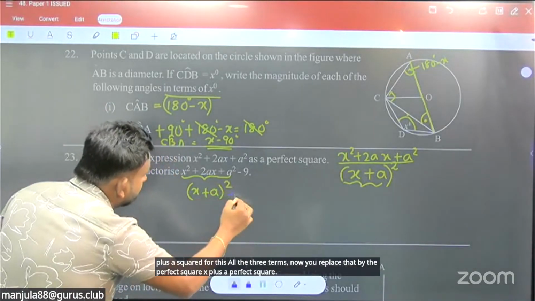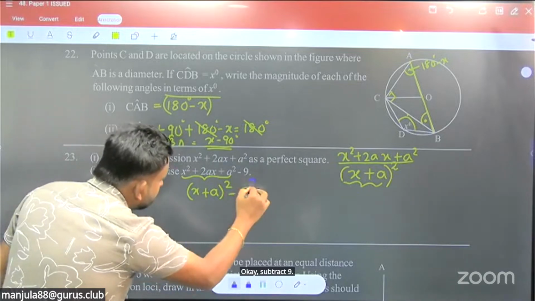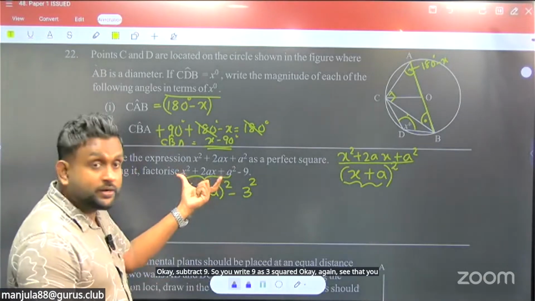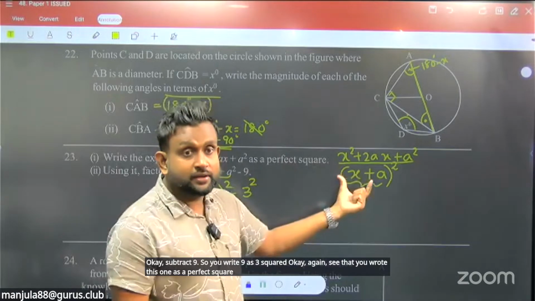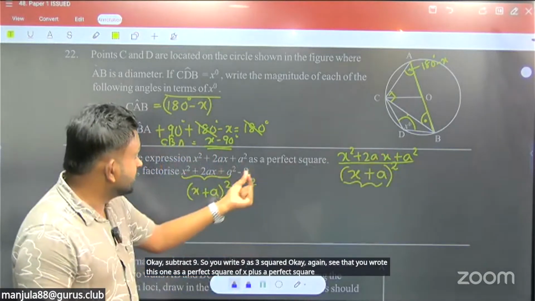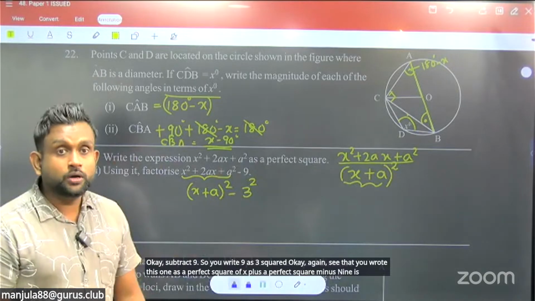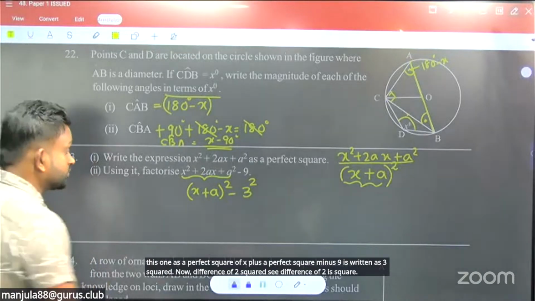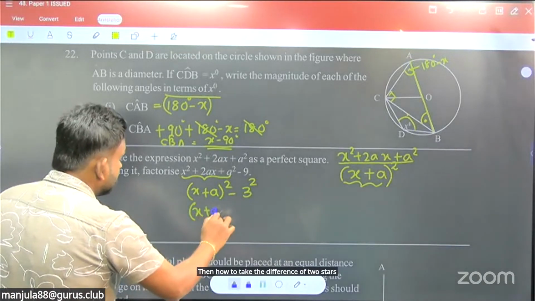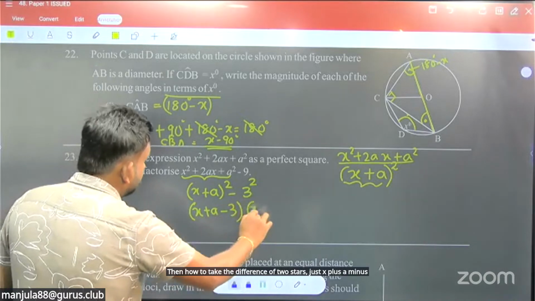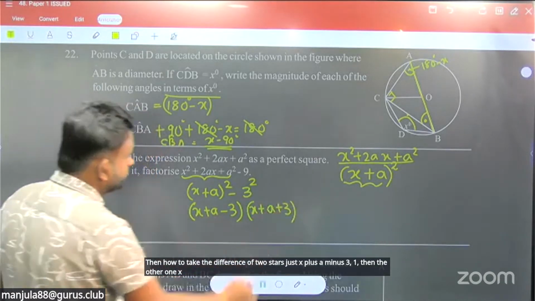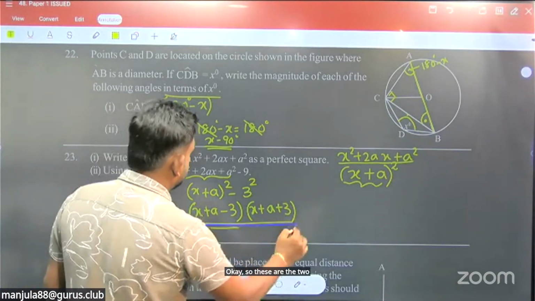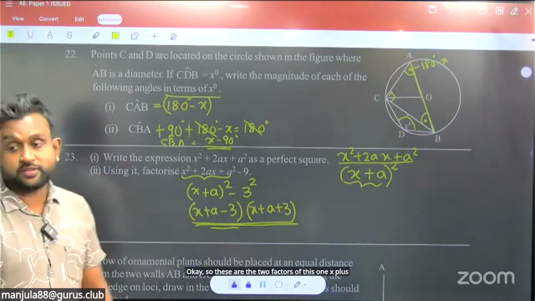Okay, subtract 9. So you write 9 as 3 squared. Again see that you wrote this one as a perfect square of (x plus a) squared minus 9, which is written as 3 squared. Now it is a difference of two squares. Then how to take the difference of two squares? Just (x plus a minus 3) as one factor, then the other one (x plus a plus 3). Okay, so these are the two factors of this: (x plus a minus 3)(x plus a plus 3).